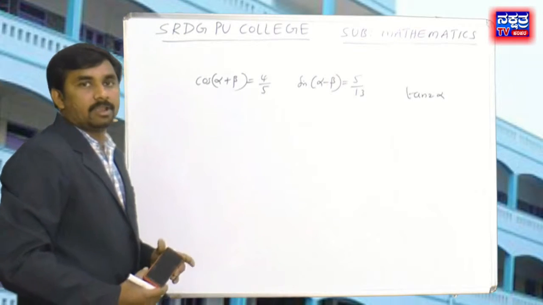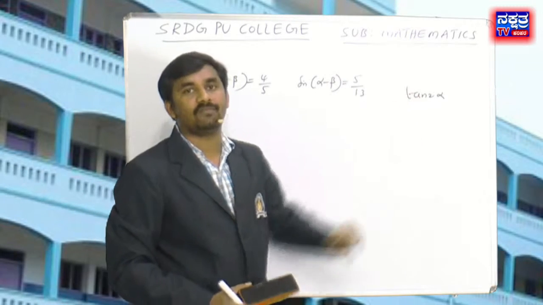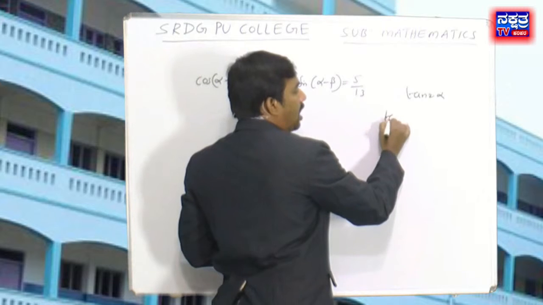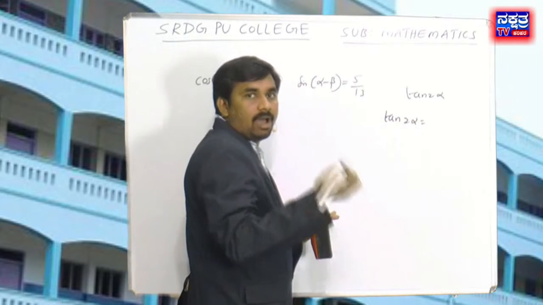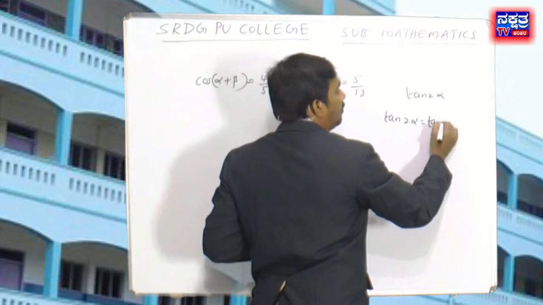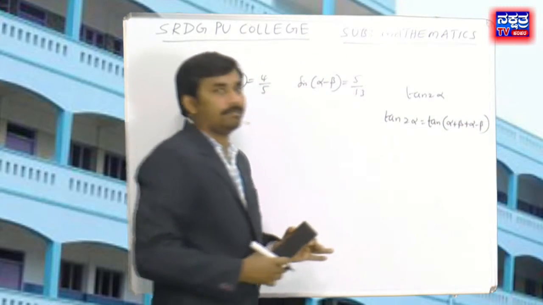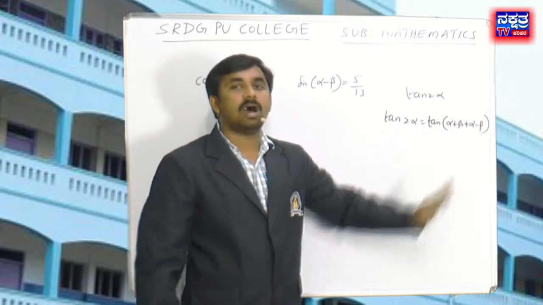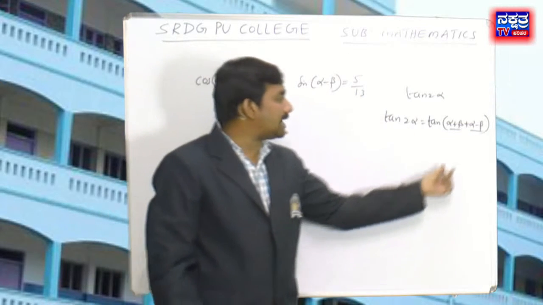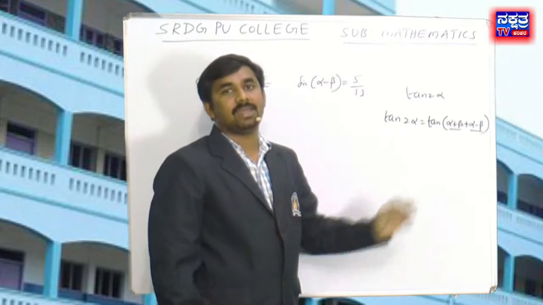Cos of alpha plus beta equal to 4 by 5, sin of alpha minus beta equal to 5 by 13, then the question is tan 2 alpha. Here the angle to be eliminated is beta. So you can write 2 alpha in terms of alpha plus beta and alpha minus beta. Tan of alpha plus beta plus alpha minus beta, so this value is 2 alpha. Clearly it is in the form tan A plus B. Tan A plus B formula, you know: tan A plus tan B by 1 minus tan A tan B.